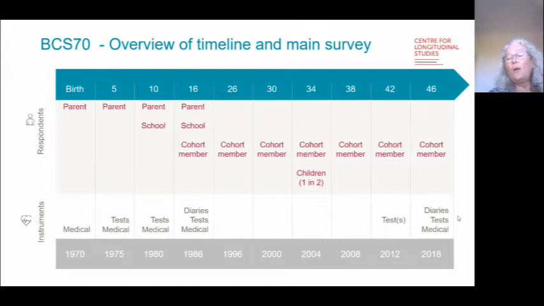In adulthood, the cohort members were the main focus of the study, although at age 34 there was a sweep including the cohort members' children who took part. At age 42 and 46, the cohort members completed cognitive tests, and the age 46 sweep also included a biomedical survey and also a diet diary.